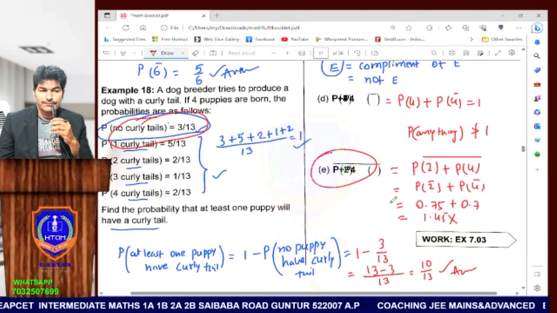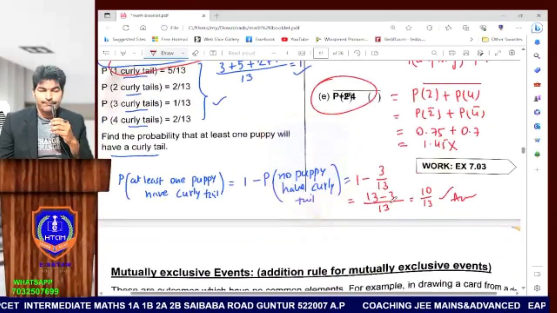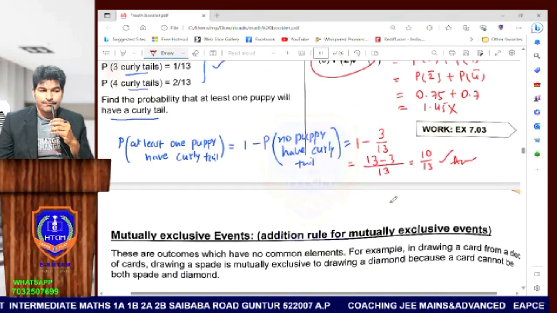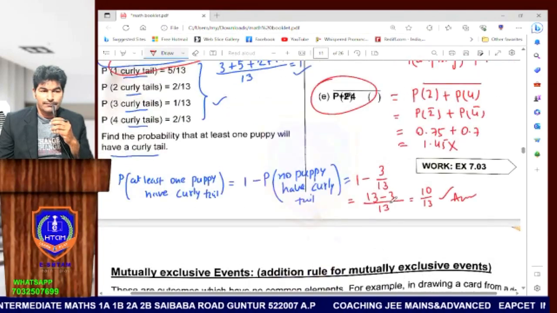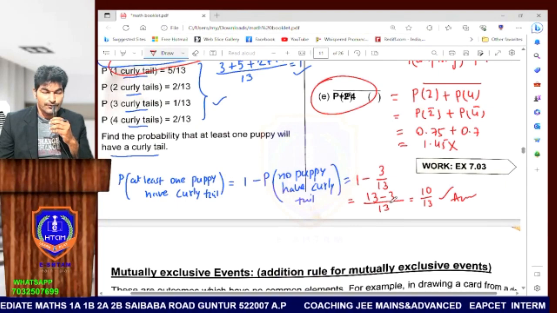I don't have the PDF. Okay. So I will try to correct this one. I will send it on WhatsApp to you. Okay.